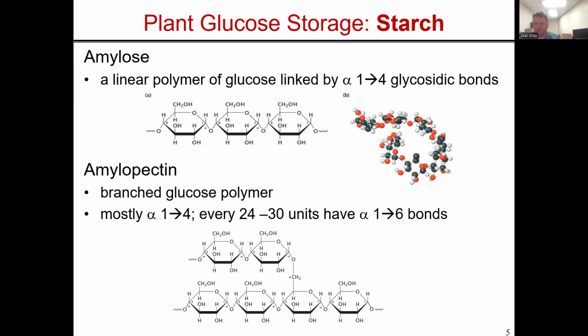Now, plants have a storage molecule or storage system of starch. And starch is a combination of amylose and amylopectin. So we already looked at these and we kind of processed them. Amylose is a linear polymer that has nothing but alpha 1,4 glycosidic linkages. Amylopectin is a branched glucose polymer with mostly alpha 1,4, and we already kind of put this together. It has 1,6 branch points, but they're every 24 to 30 units. So they're not very frequent.